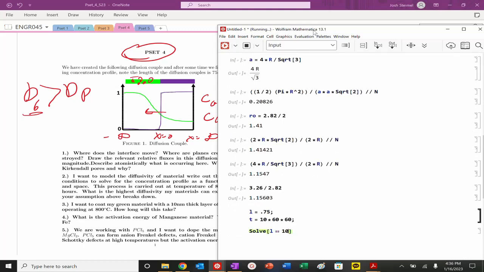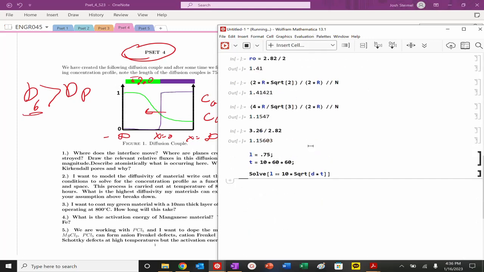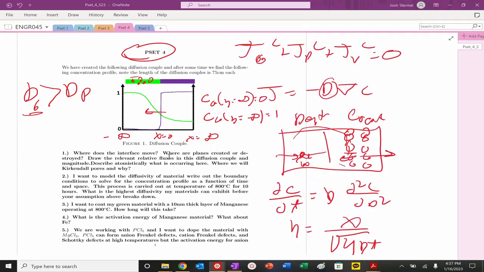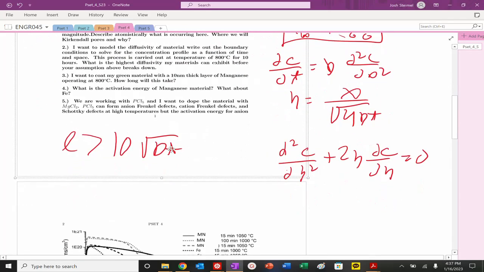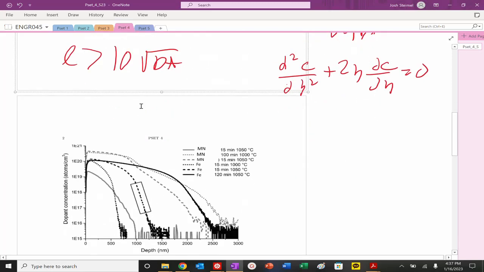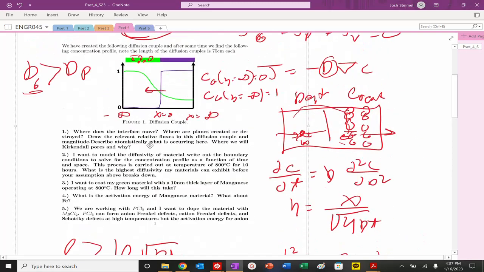L is set equal to 10 times square root of D times t. And once Mathematica wakes up, we'll be able to do this. There we go. That's got to be my diffusivity. Fantastic.